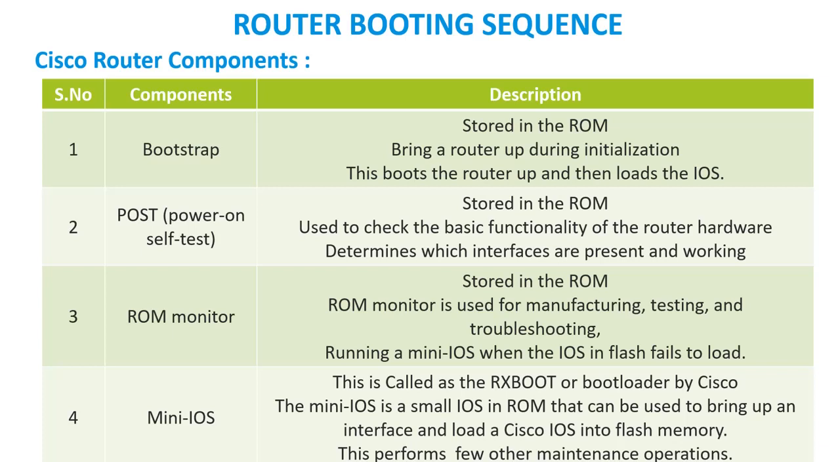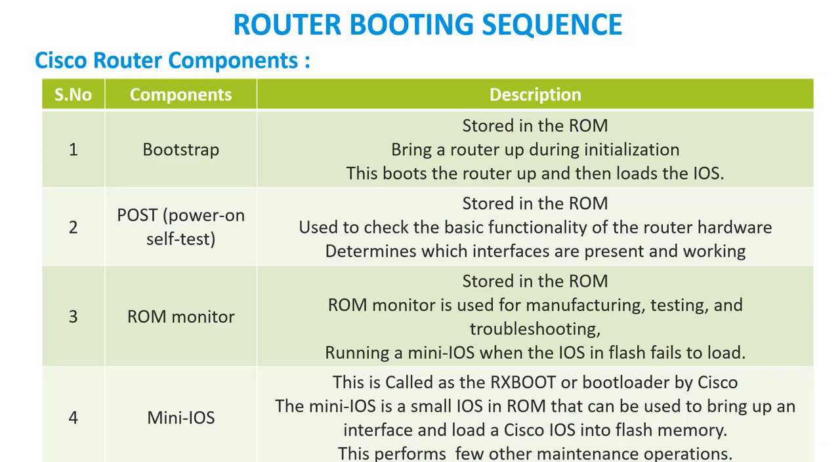And ROM monitor. This is also stored in ROM. This is used for testing and troubleshooting. If suppose the IOS is not available, the flash memory IOS is corrupted or deleted, all those things happen, right? Immediately the router will go into a mini IOS mode or a monitor mode. So this is used for troubleshooting. For running a mini IOS, we need to have ROM monitor mode enabled. So we'll see the prompt.